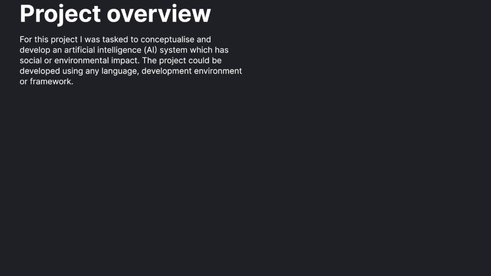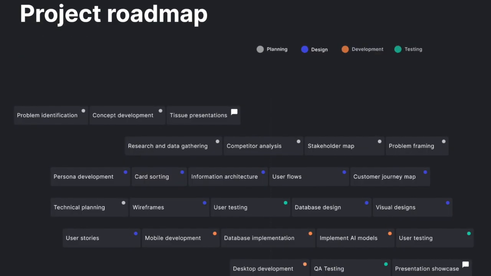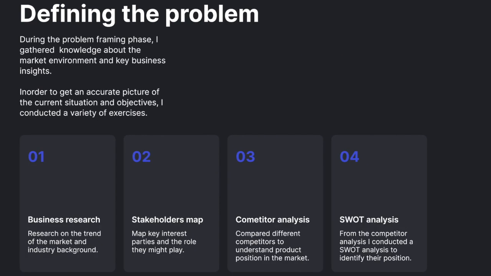So for this project, I was tasked to conceptualize and develop an AI system which has social or environmental impact. The project could be developed using any language, development environment or framework of our choice. So we were instructed to use an agile approach to manage the project, iterating with small sprints towards ascribed milestones. So this is just a project roadmap which I used to tackle the problem at hand.